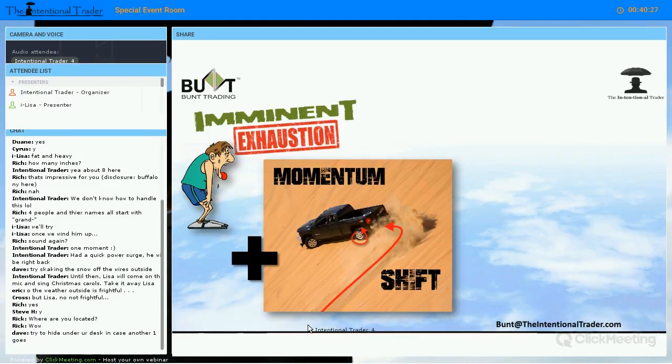Let me put that in a different way. We're reading order flow and momentum. When they are in agreement with each other, then we know that things are operating relatively normal. Okay? When they are not in agreement with each other, then we know something's likely to happen. Okay? So we look at this momentum shift.